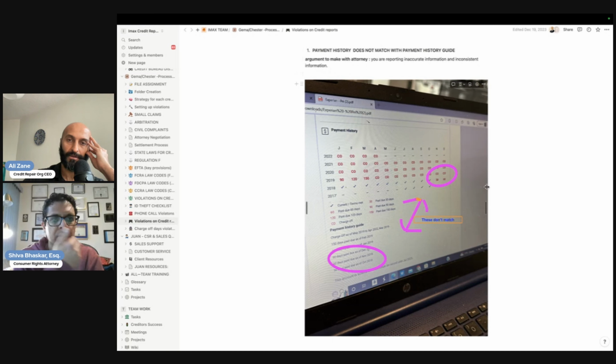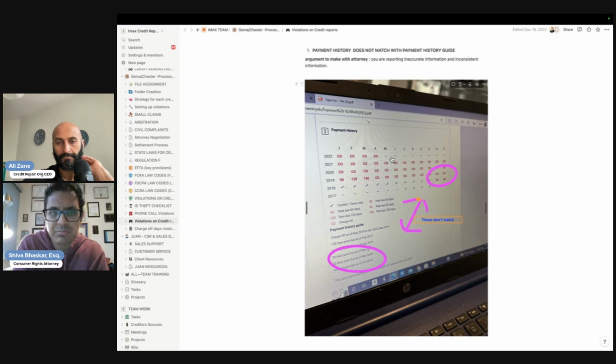Shiv, tee us off. So basically what we see here is that on the top right part, you're looking at the payment history chart, which shows when someone was late, how late they were, and so forth. And then down here is the payment history guide, which lists in writing what it says. So if someone is marked on the grid as 30 days late or charged off, it'll say that on the payment history guide. But what they've listed as far as when the account was late and charged off between the payment history guide and the payment history grid, the table, those two are not consistent. They're reporting different data in each.